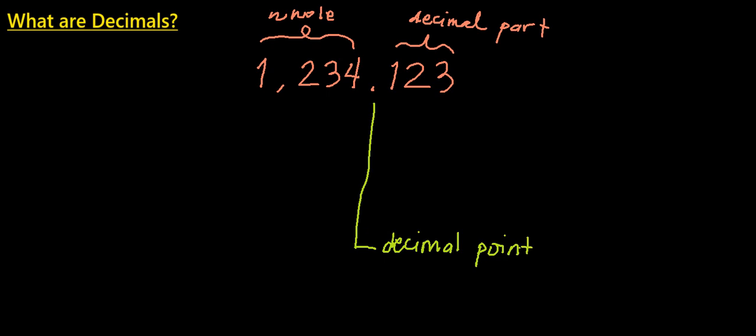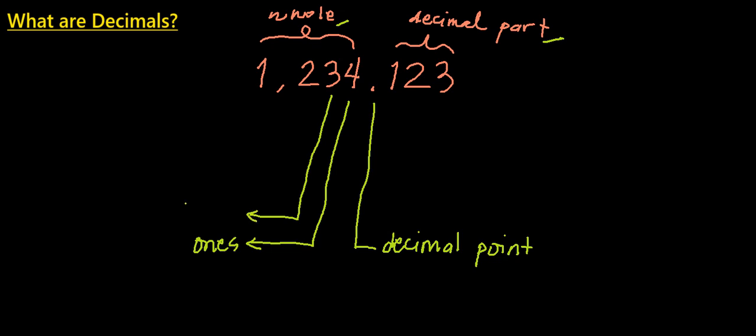Now, let's identify the place value of the whole number and the decimal part. So, for the whole number, it is easier. So, this is ones, this part is tens, and the place value of this is hundreds, and then thousands.